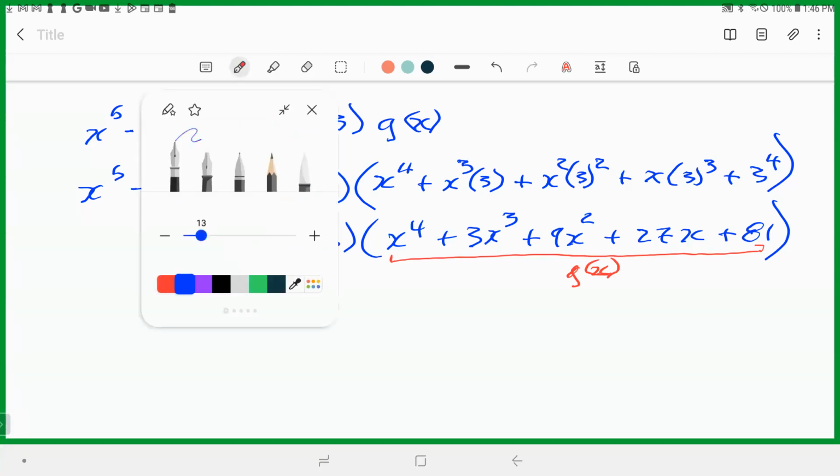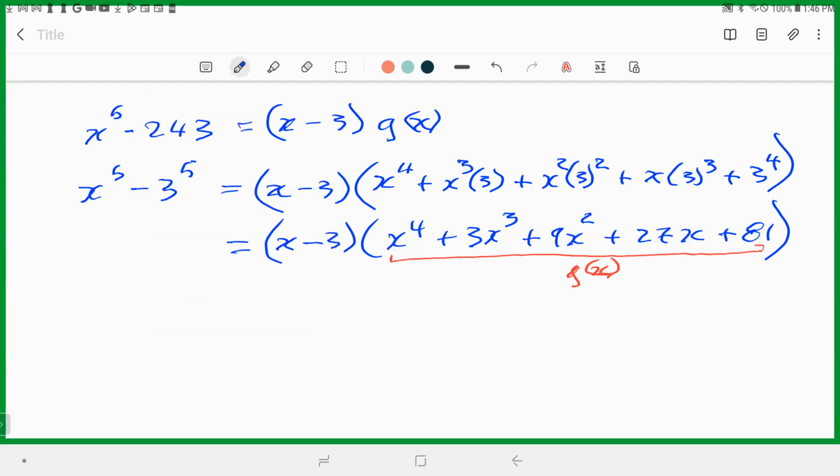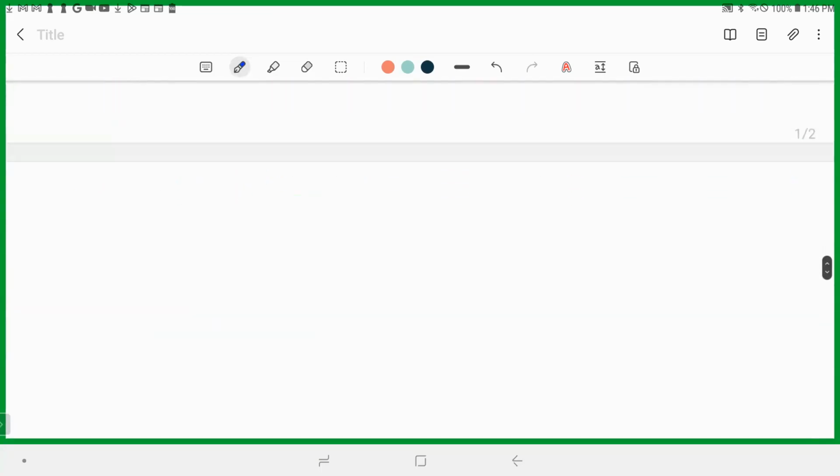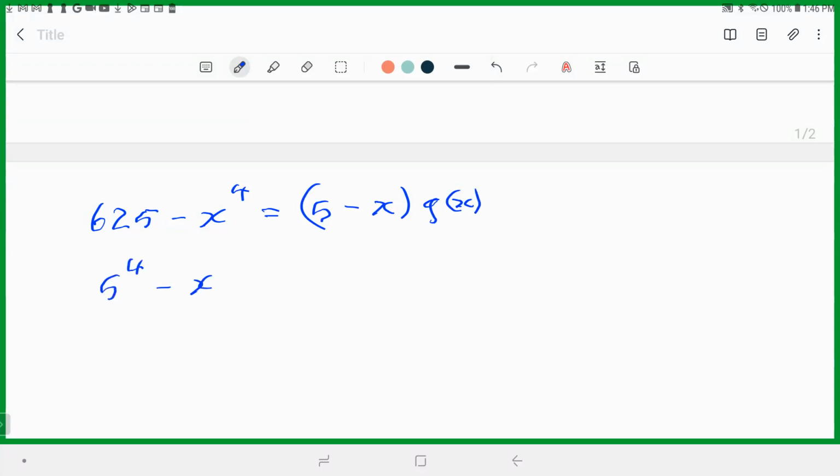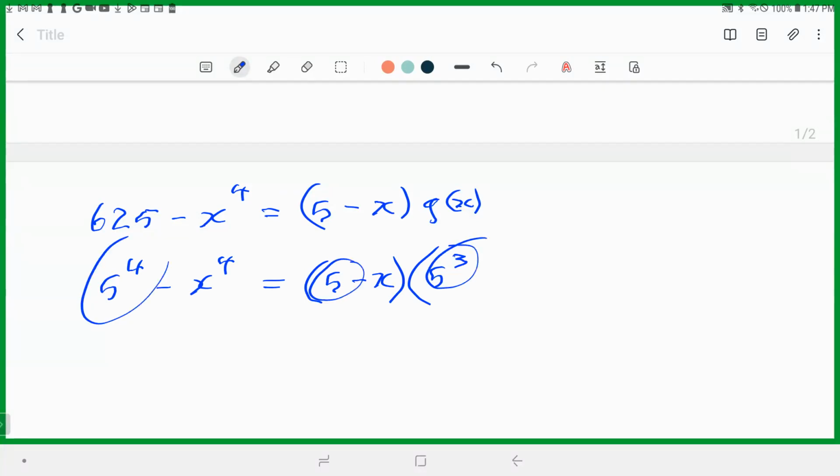These are all very easy. Do it as a process, not as a formula. So this time we have 625 minus x to the 4th power. That looks like 5 to the 4th power, and so I must express it as 5 minus x times g of x. Again, I want to find g of x. This is 5 to the 4th power minus x to the 4th power equals 5 minus x, bracket. This is 5 to the 4th power, so you must start with 5 cubed, because this must give the first value.